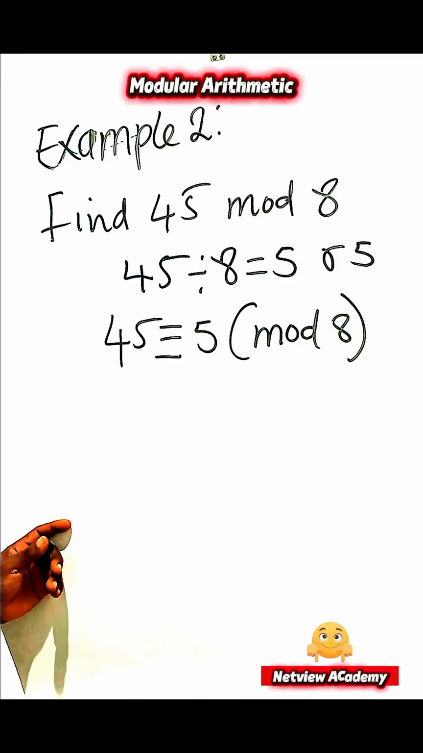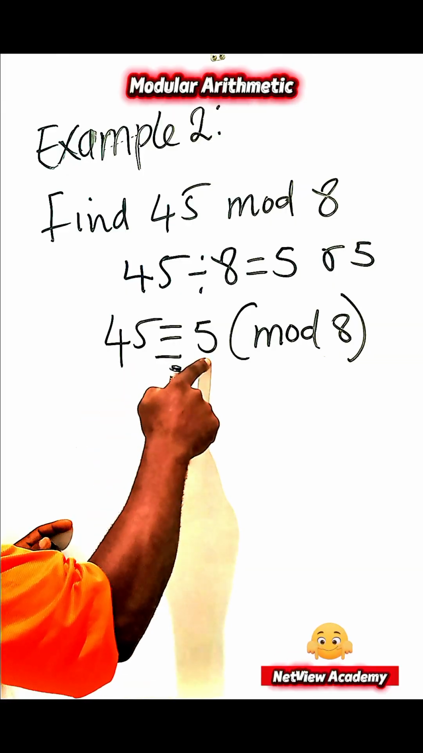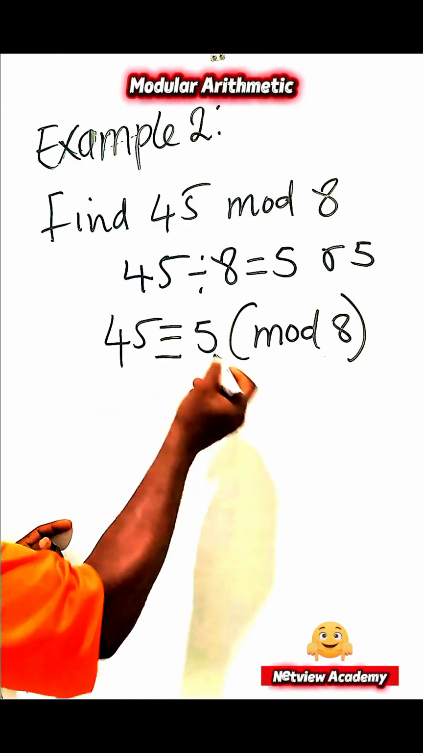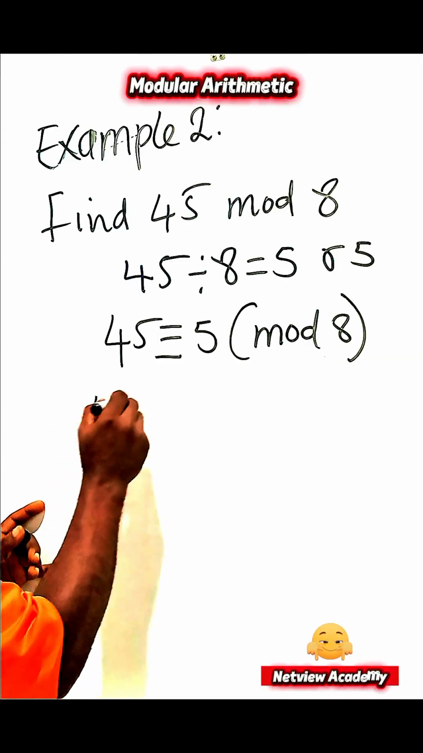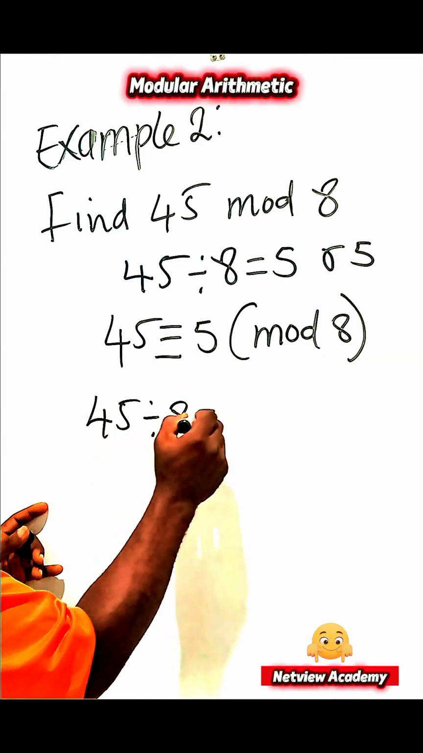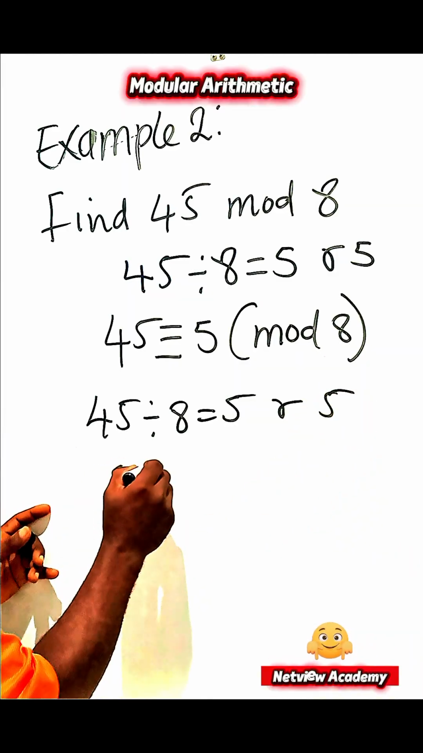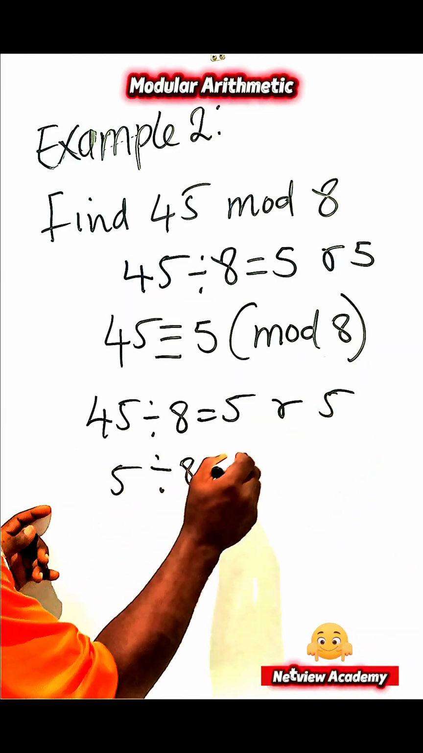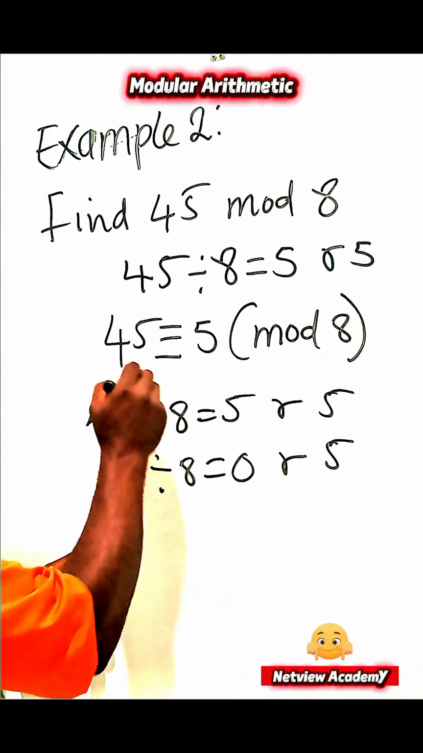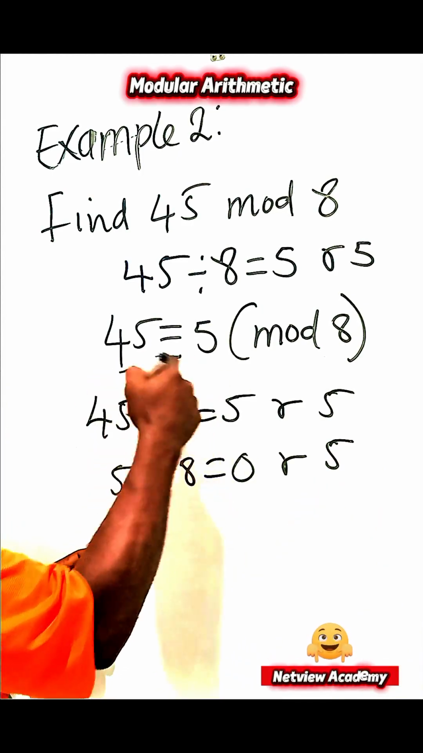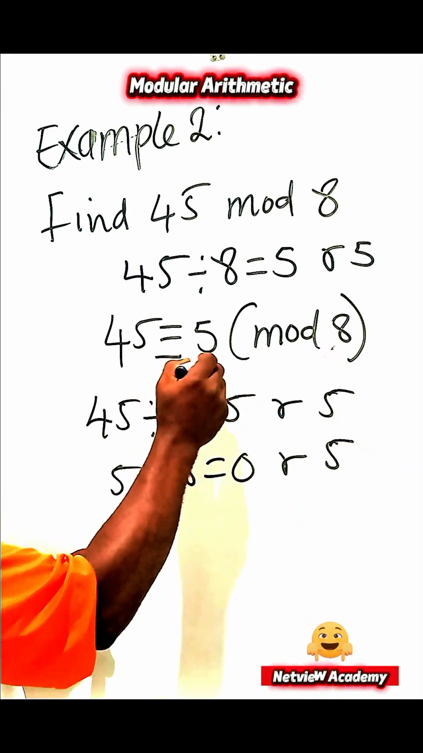So when 8 is used to divide 45 and 5, the remainder is 5. So let's check and see if that is correct. 45 divided by 8 is equal to 5, remainder 5. 5 divided by 8 is equal to 0, remainder 5. Therefore, if you divide 45 and 5 by 8, the remainder is 5.